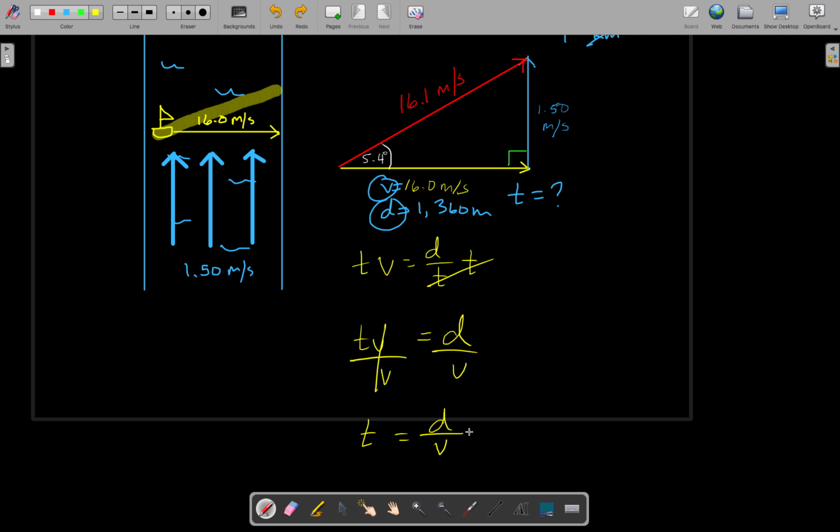Alright, so now our equation is set up. All we have to do is go ahead and solve it. So time equals distance over velocity. My distance, again, is 1,360 meters. We're going to divide that by our velocity, which is 16.0 meters per second. And then we're just going to go ahead and solve it really quick. And our answer is 85 seconds. And so that's how long it took the boat to reach from one shore to the other shore.